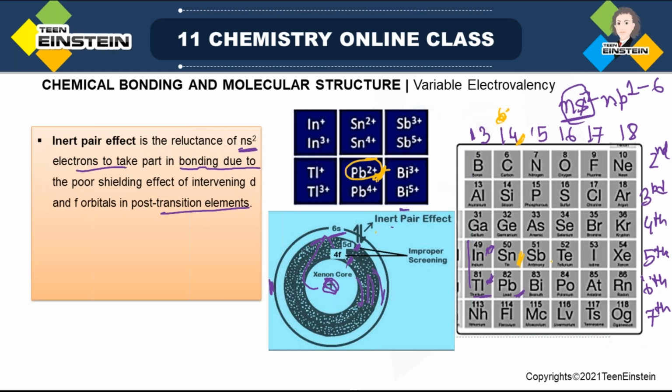If you take the next group element, I mean group 15, antimony or bismuth, their common configuration is ns2 np3. So when they use only the 3 p electrons, they will show Sb3+ and Bi3+. But if they want to show Sb5+ or Bi5+, then they also have to use these 2 electrons. That means this pair must be broken, but that is not so easy.